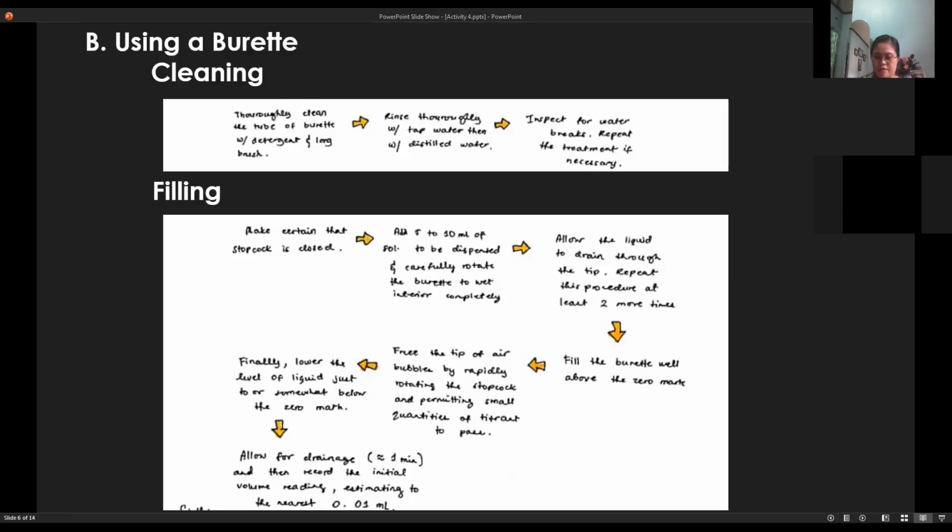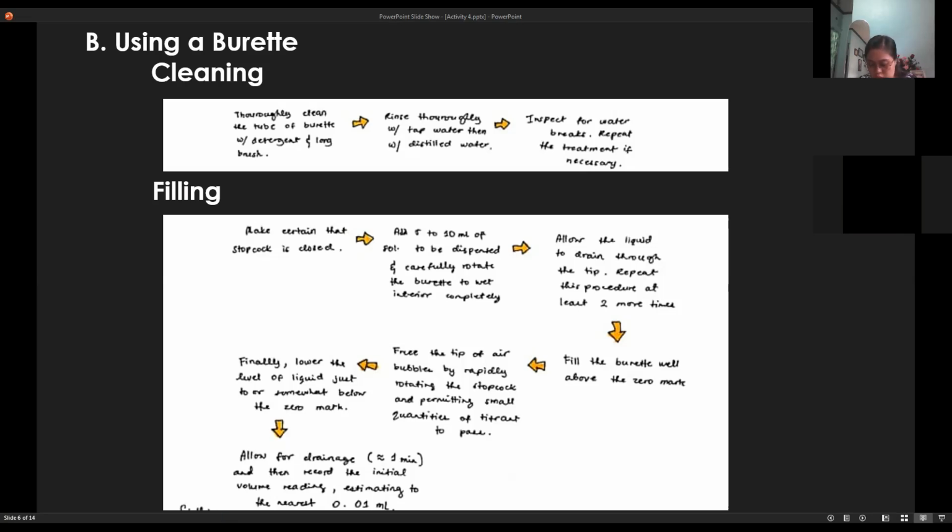So for filling, make certain that the stopcock is closed. Then add 5 to 10 ml of the solution to be dispensed and carefully rotate the burette to wet the interior completely. So we add 5 to 10 ml of the solution to be used in the burette. This is the basic way of cleaning the burette, using the solution that you will measure. Then allow the liquid to drain through the tip. Then repeat this procedure at least 2 or more times.